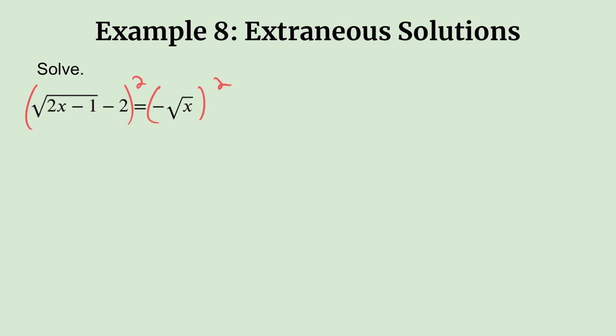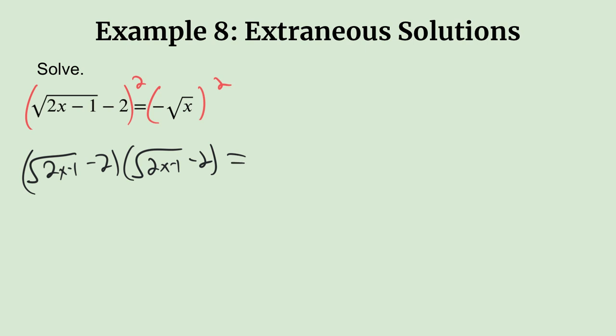So the left side would become 2x minus 1 minus 2, 2x minus 1 minus 2. And on the right side, we're left with positive x. Right? Yes, I cheated though. So then we've got 2x minus 1 minus 4 square root of 2x minus 1 plus 4 equals x.